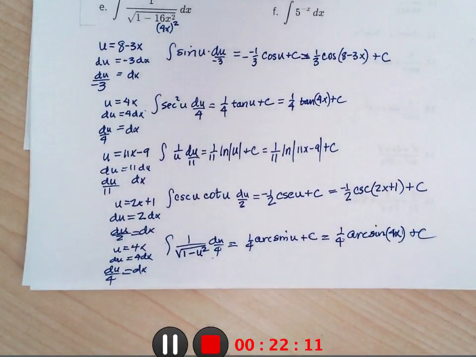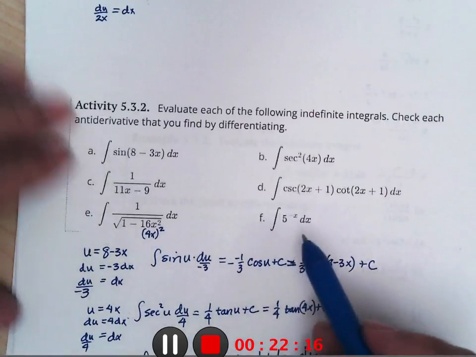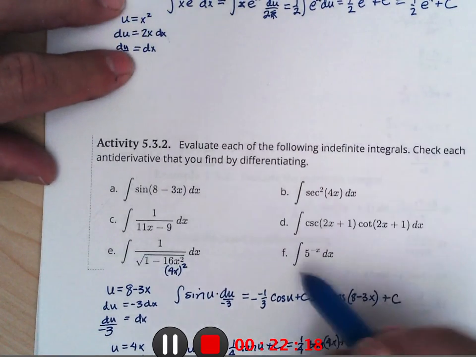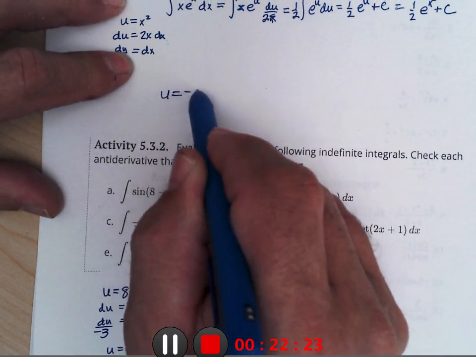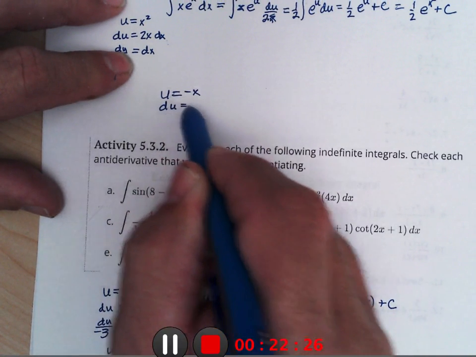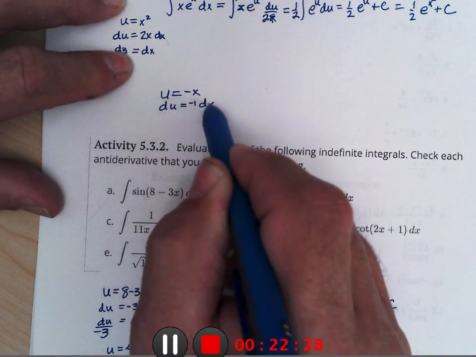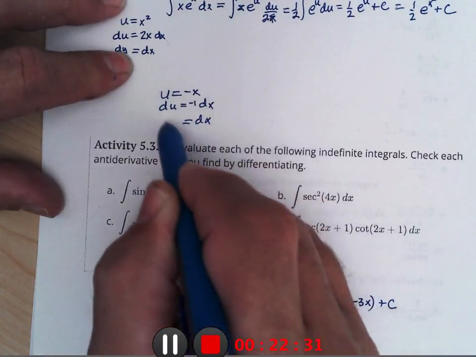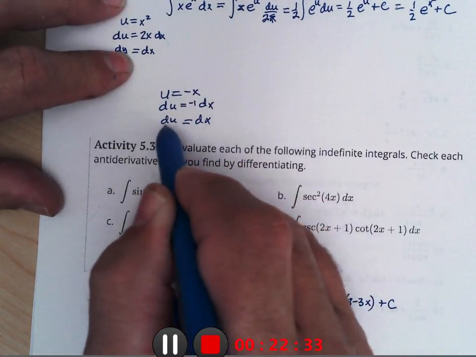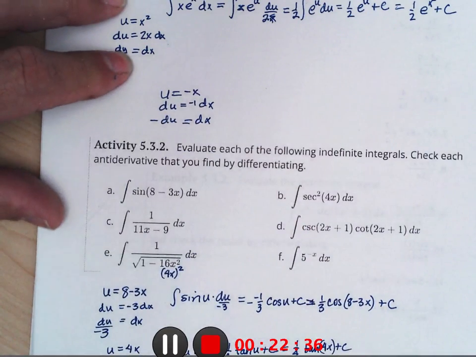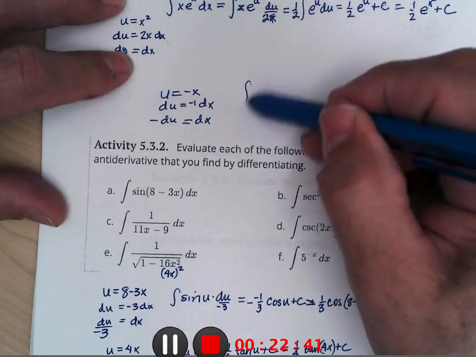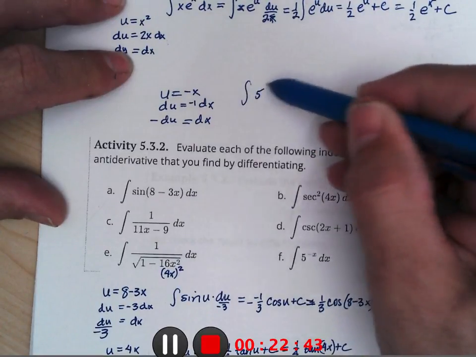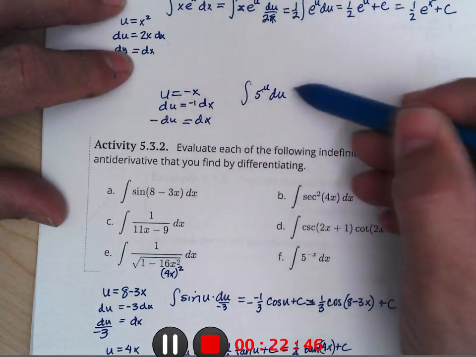Okay, I want to do the last one, this one. So I'm going to go up here. I'm going to let u equal negative x. du equals negative 1 dx. So dx is du divided by negative 1, which is the same as multiplying by negative 1. So then I have the integral of 5 to the u du over minus 1, or minus it.